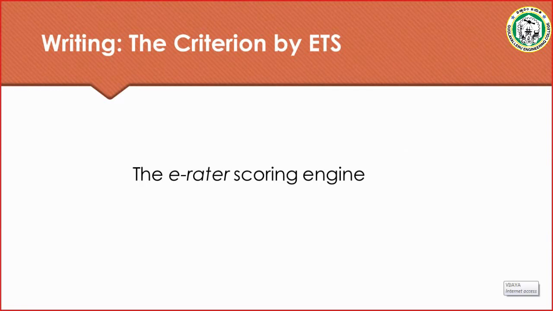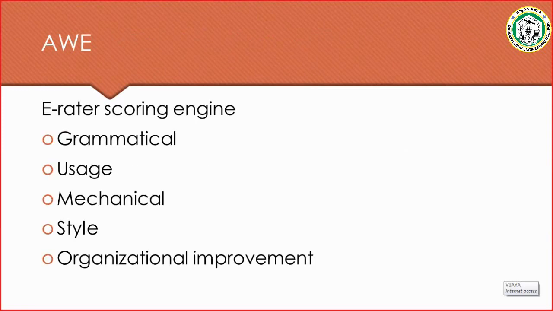The e-rater scoring engine provides diagnostic trait feedback in 5 key categories. There are many more categories. I've just listed some of them here. It also differs from AWE to AWE. So the categories are grammar, usage, mechanics, style, organization, and development. Now these are used by the student to guide their process of revision. So student gets feedback in these categories.